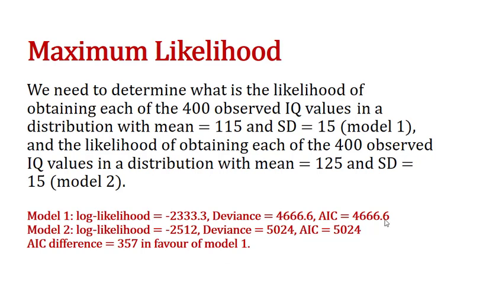Remember that the lower AIC is better. So basically the data is overwhelmingly more likely under model 1 than under model 2. So it's not just a small difference.